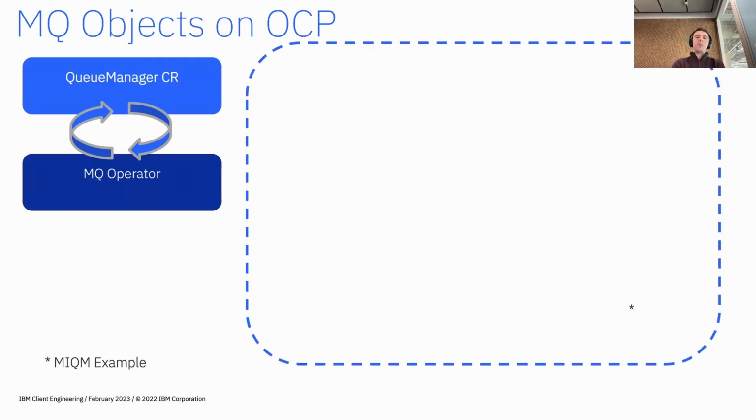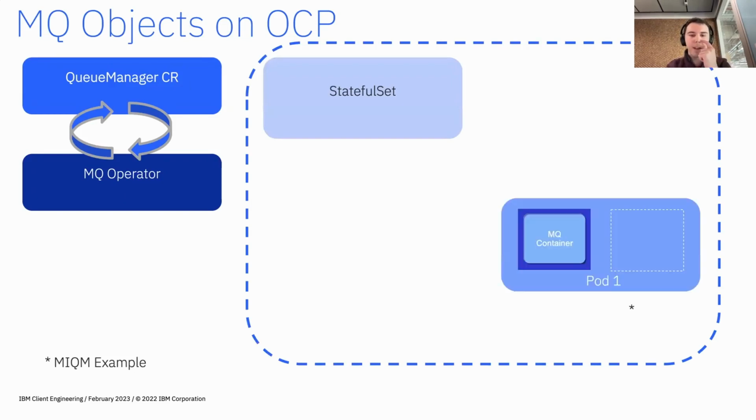Inside this blue box is everything that is deployed by the MQ operator, and these aren't things you need to do yourself. Firstly, you end up with a stateful set. This is used to control containers and make sure that you have the right number of them running, because you might want one, two, three, etc. It just maintains the state of the containers. This will spin up what's called a pod, and inside the pod you have the container.